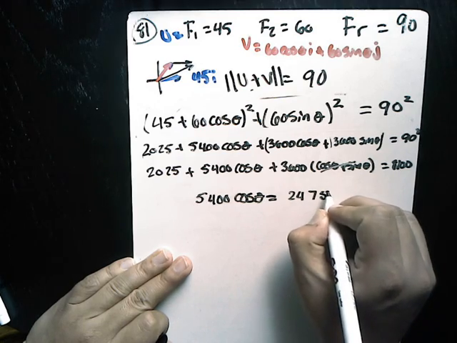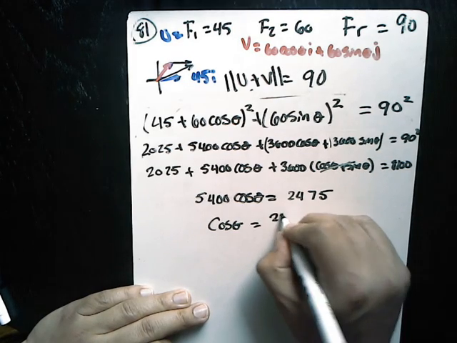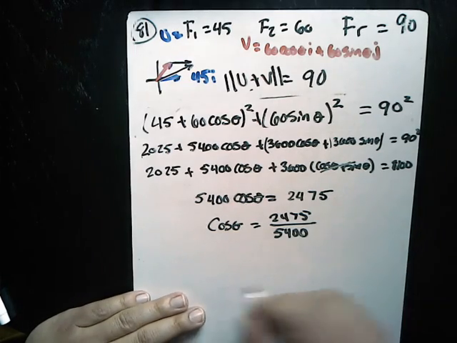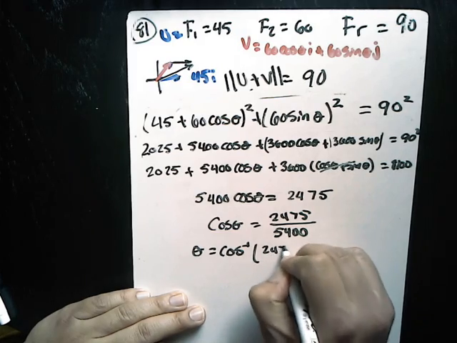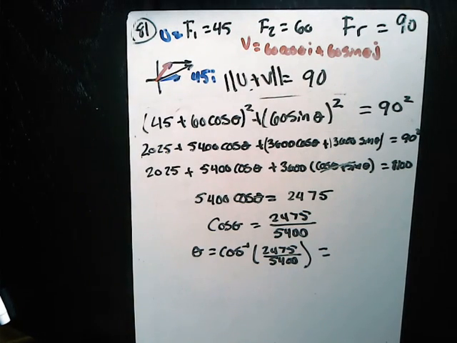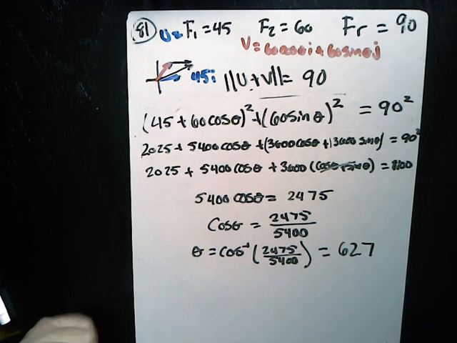2475. And then I can divide and then do the cosine inverse. And when I solve for that, I should get the angle to be 62.7 degrees. Cool. And that's ultimately what they want us to find. So that's our answer for 81.